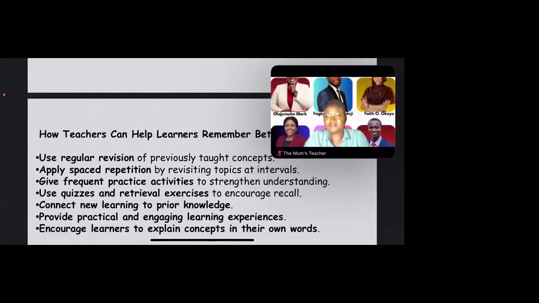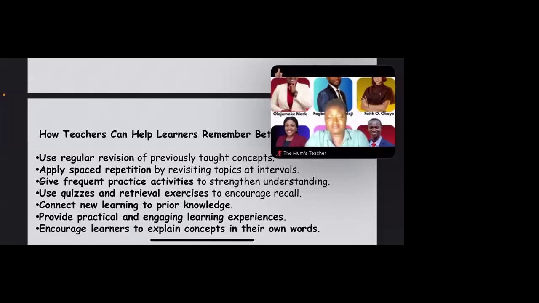Engage these learners in conversation. Let them think, okay? There's nothing that gives me more joy as a math teacher than having children that are able to think, okay? We need to learn to teach children how to think, how to reason out problems on their own. And of course, you should encourage learners to explain concepts in their own word.